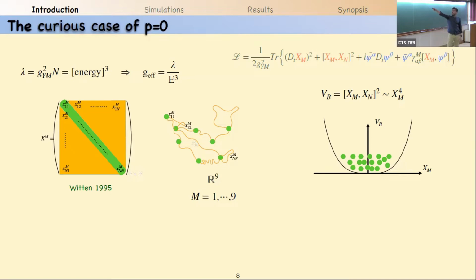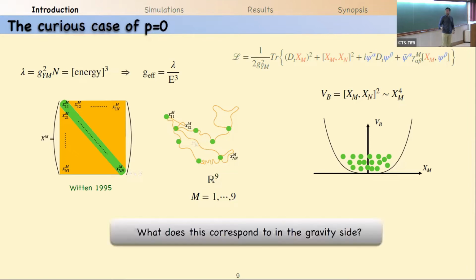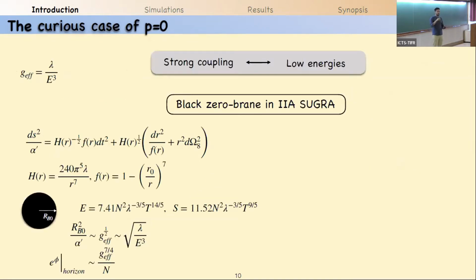And here I just recall that the bosonic potential has the reflective behavior of phi to the 4th. And the minimum solution, of course, is when all these D0-branes are sitting at 0. So the question is, what does this correspond to on the gravity side? Well, on the gravity side, when you have a stack of D0-branes, this corresponds to a black 0-brane in type IIA supergravity that has these specific characteristics.